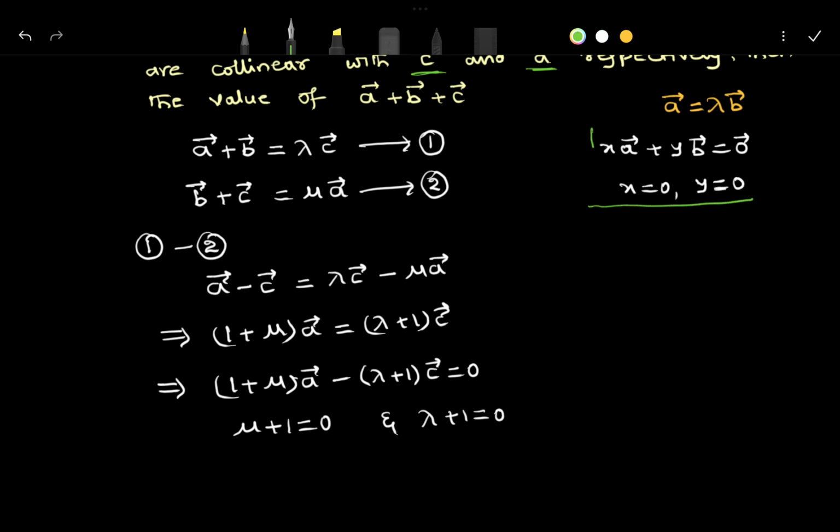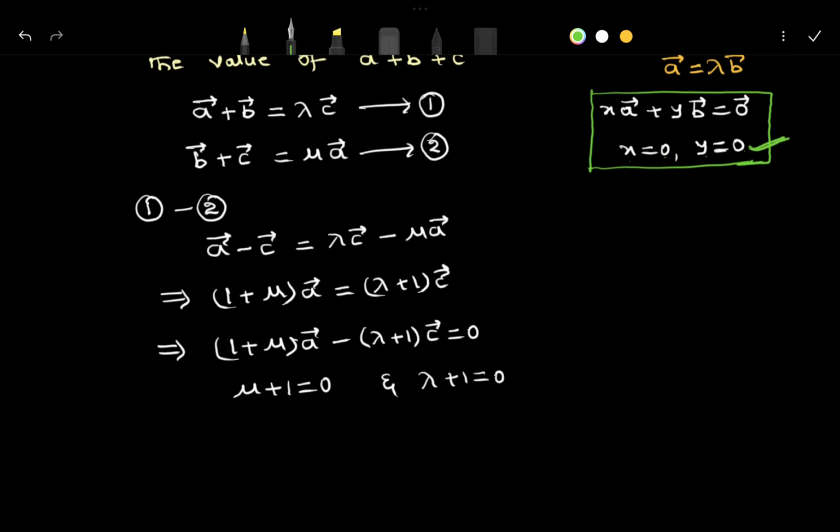If A bar and B bar are non-collinear vectors and x comma y are the scalars such that x into A bar plus y into B bar is equals to 0, then x is equals to 0 and y is equals to 0. It is a very most important formula. By using this one, you can write that mu is equals to minus 1 and lambda is equals to minus 1. So of these two values, any one you can take, either lambda value or mu value, and substitute in the above result.